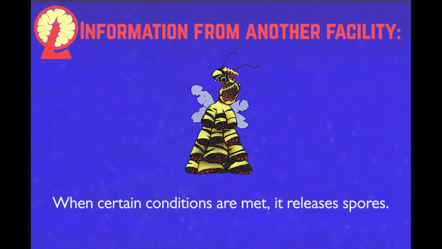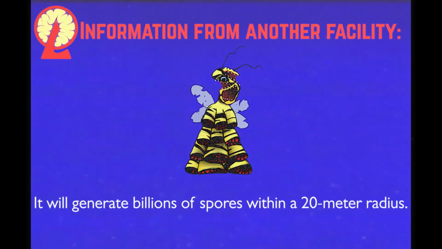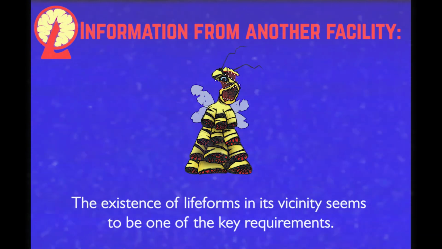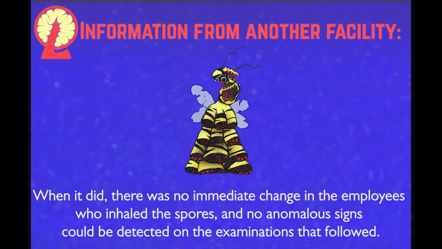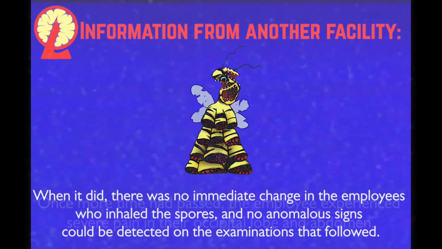When certain conditions are met, it releases spores. It will generate billions of spores within a 20-meter radius. The existence of life forms in its vicinity seems to be one of the key requirements. When it did, there was no immediate change in the employees who inhaled the spores, and no anomalous signs could be detected on the examinations that followed.